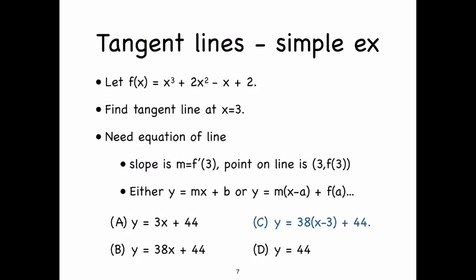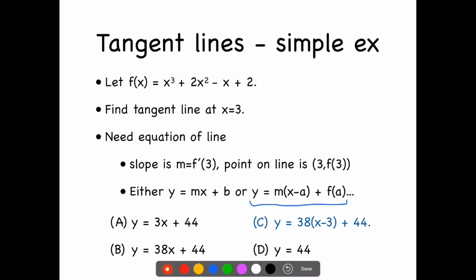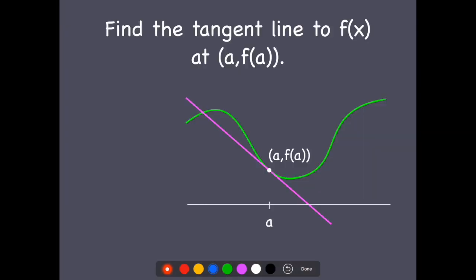So the correct answer here is y equals 38 times x minus 3 plus 44. So without actually going through these calculations, I can just read off this form here, and I can see that I must have found, when I did this calculation, that m was 38, a was 3, and f of a was 44. Okay, now if you didn't get those, go back and check. I'm pretty sure I got these numbers right, because these have been through a couple years of clicker questions with classes.